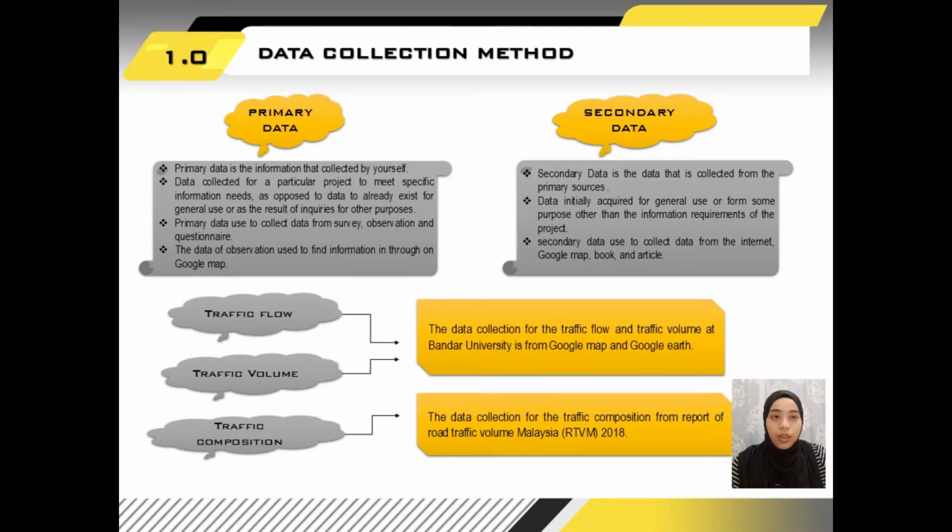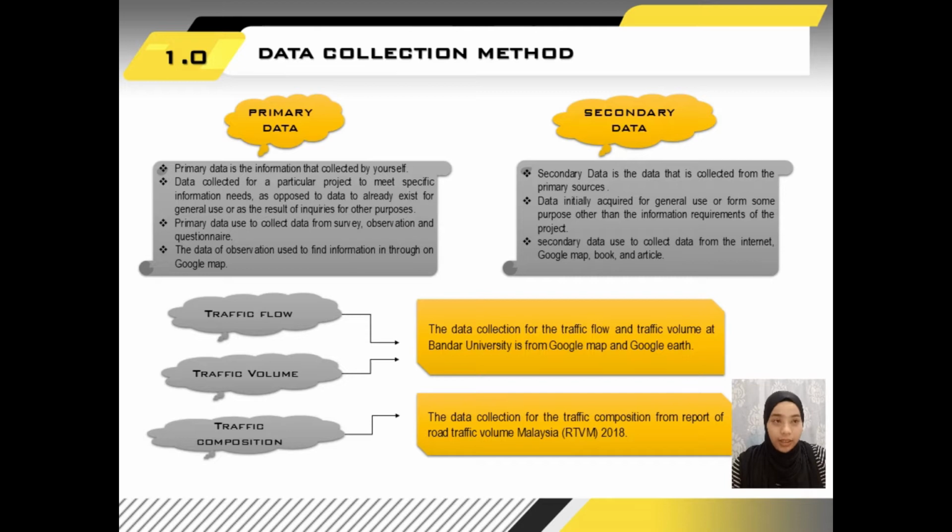Data collected for a particular project to meet specific information needs, as opposed to data already collected for general use or as the result of inquiry for other purposes. Primary data is collected from surveys, observation, and questionnaires. The data of observation is used to find information on Google Map.